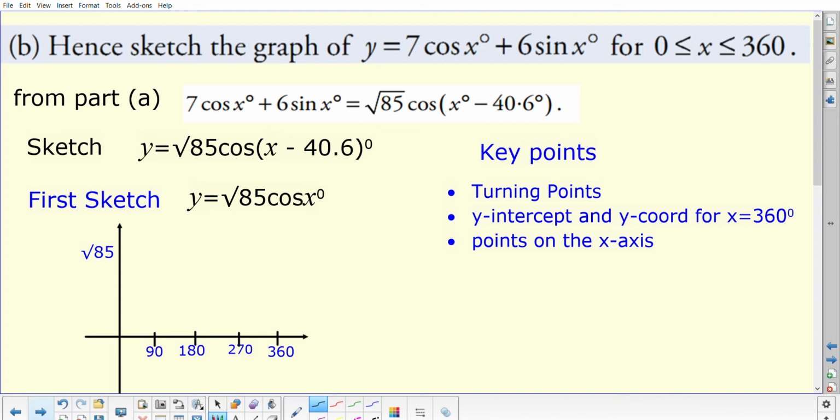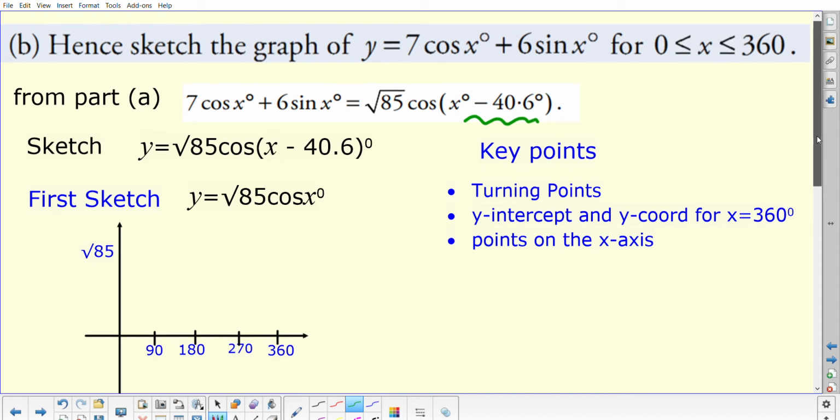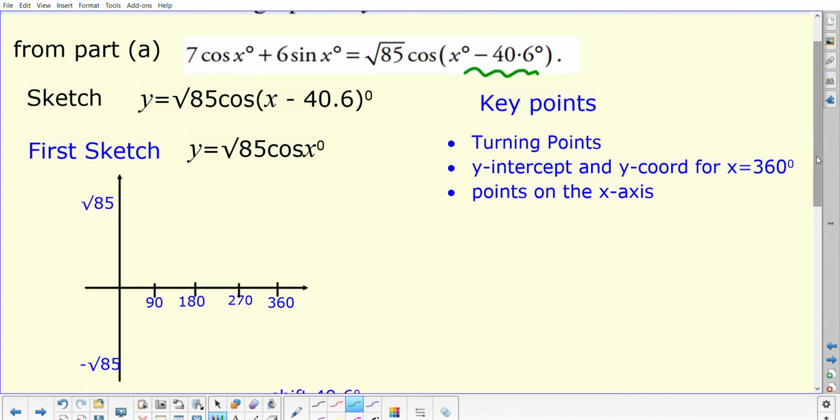So now that we know that we can go from 7 cos x plus 6 sin x, it's exactly the same as this single expression, and we know how to sketch, or by now we should know how to sketch a cos graph, and the fact that you've got this minus bit in here, that's what we call the phase angle, and this is just going to involve us in doing a bit of a shift.